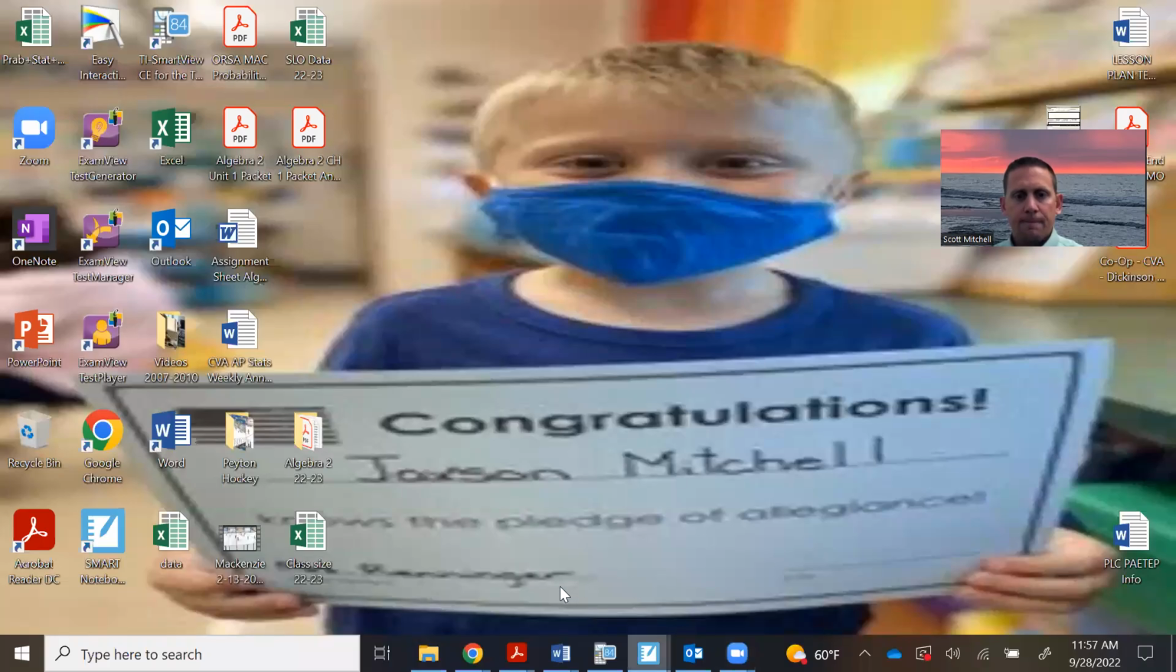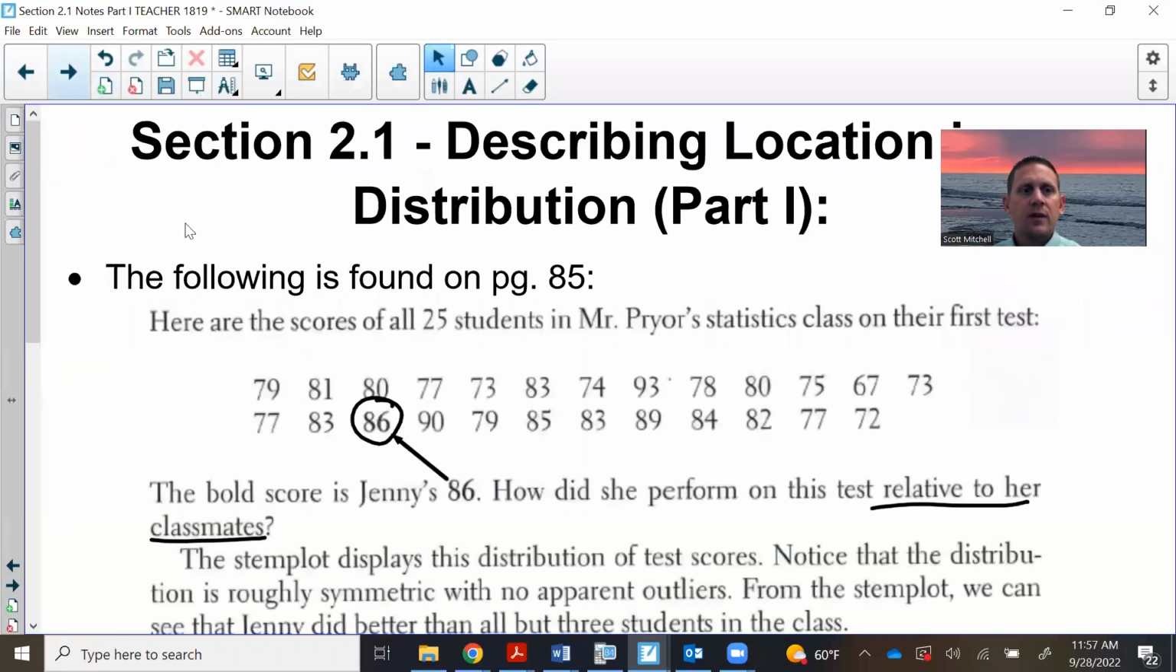So let me share my screen, and we're going to go ahead and get started. We're describing location. These are 25 students in Mr. Pryor's statistics class on their first test. So here's the data they got, all the students.